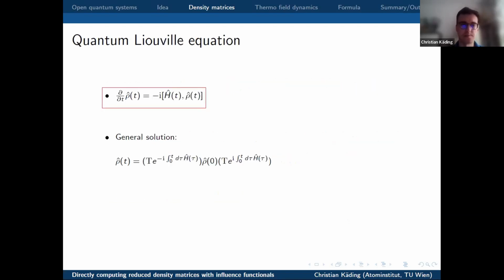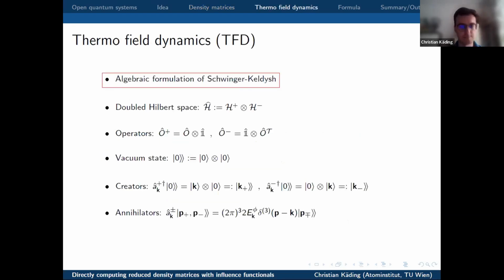So let's move to the quantum Liouville equation. This is very well known. It's the equation of motion for your density operator. And we know the general solution for this is this expression. But from here, at least for me, it's not directly obvious how to move to the momentum picture. So it's a little bit tricky. So let's do something better. We move to thermo field dynamics, which allows us to re-express the quantum Liouville equation in a nicer form.